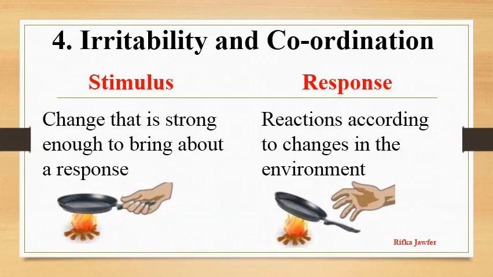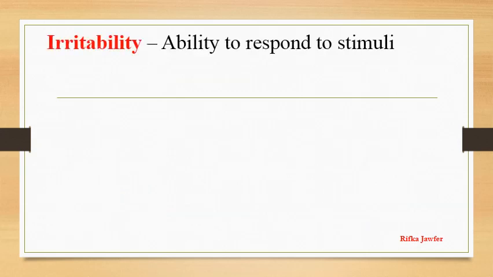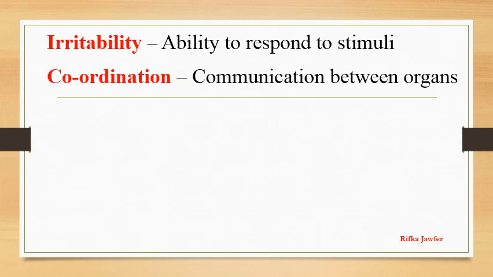For this to happen, our body should have the ability to respond, and there should be a connection between the part receiving the stimulus and the part responding to it. So, the ability to respond to stimuli is called irritability, and the communication between organs is called coordination.